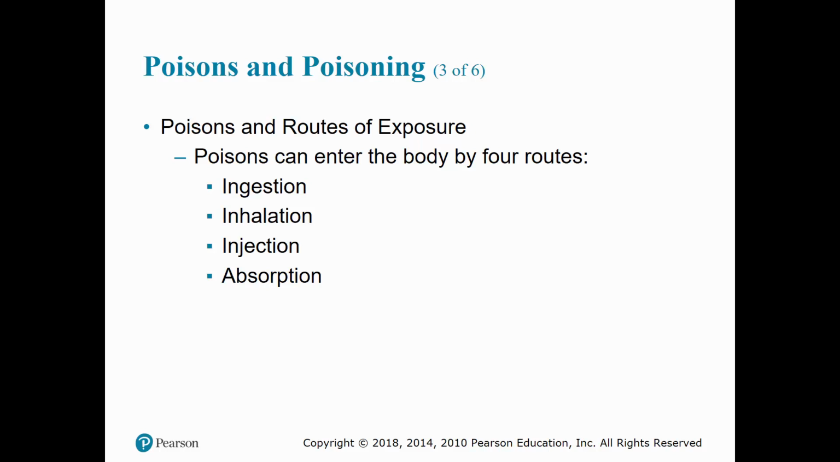Now, poisons can enter the body through 4 different routes. It can either be ingested, where the patient has swallowed it, inhaled it, injected, where it's gone through the skin, or absorption, where it's been placed onto the skin and it's been absorbed that way. Remember that this is also the same for routes that may cause a potential allergic reaction.